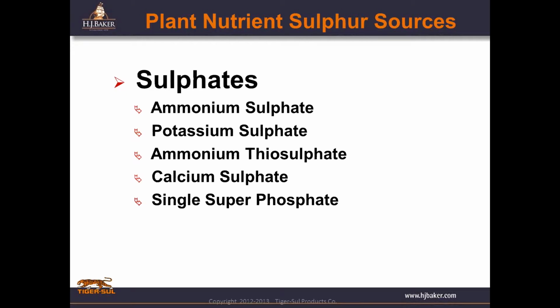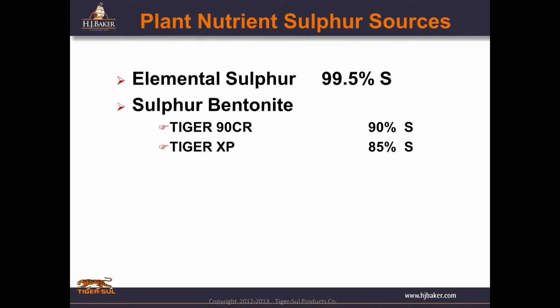Another group of sulfur sources are the sulfates that many of you are very familiar with. Those include ammonium sulfate, potassium sulfate, ammonium thiosulfate, calcium sulfate, as well as single superphosphate. And there are other sources of sulfates as well, to a minor degree, that can provide readily available sulfate to the plants. Now, these are all water soluble, and once they are applied and dissolved in soil water, they are immediately available for plant uptake. And then the other group of sulfur sources are the elemental sulfur. Pure elemental sulfur is 99.5% sulfur. Then you have the sulfur bentonite products, such as the ones we manufacture, with both 90 and 85% sulfur.